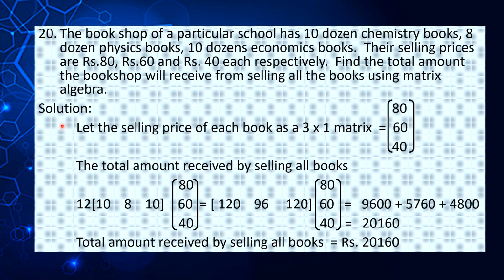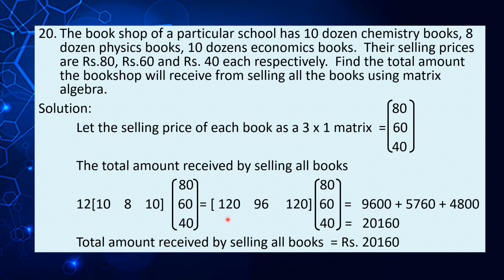Now the solution. First consider the selling price as a 3 into 1 matrix, that is 80, 60 and 40. Now we know the number of books present, let's consider it in a 1 into 3 matrix, that would be 10, 8 and 10. We know that a dozen contains 12 books, so multiply this matrix by 12 and then multiply this whole thing into the selling price matrix.